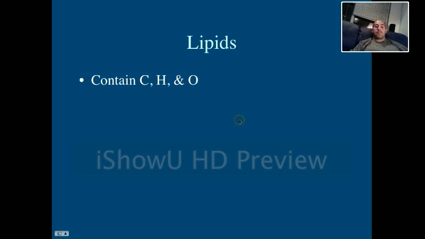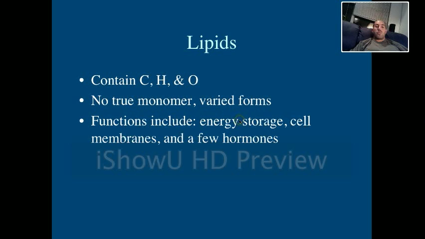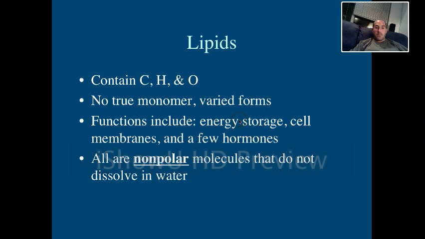Lipids are fats. Okay, they contain C, H, and O, and there's really no true monomer. Why do they exist? They store energy, they form cell membranes, and a couple of hormones are made of lipids. But the cell membrane is really important because without a cell membrane, you wouldn't have protection for the cells and the ability for water to pass in and out of them, keeping them balanced in homeostasis. And they're nonpolar, unlike water.